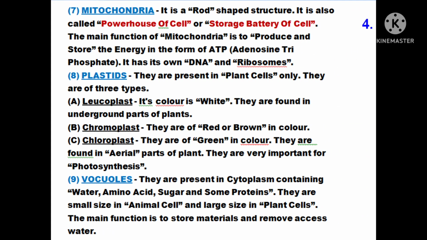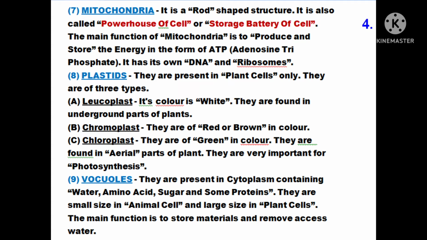7. Mitochondria. It is a rod-shaped structure. It is also called powerhouse of cell or storage battery of cell. The main function of mitochondria is to produce and store the energy in the form of ATP, adenosine triphosphate. It has its own DNA and ribosomes.